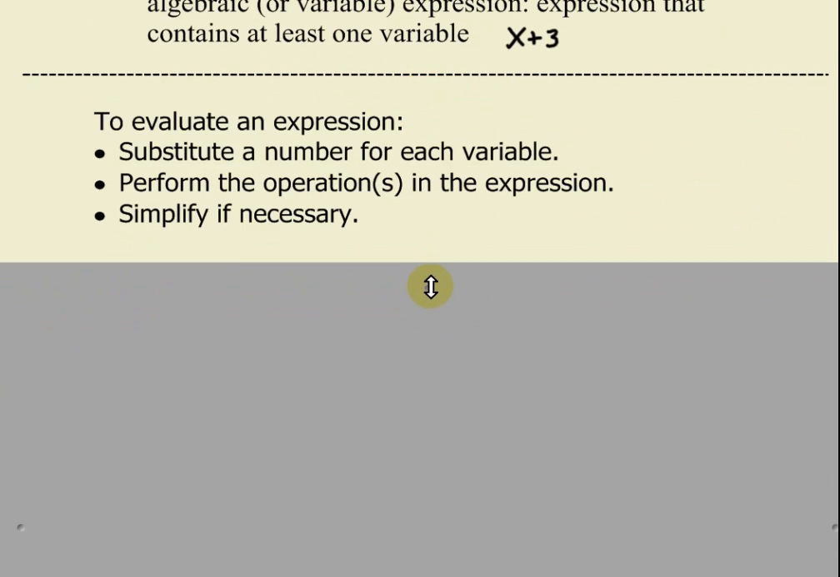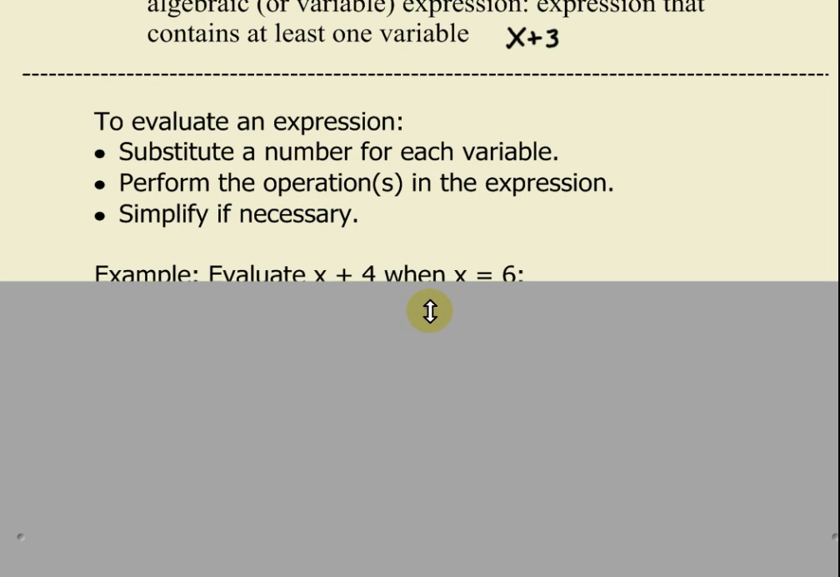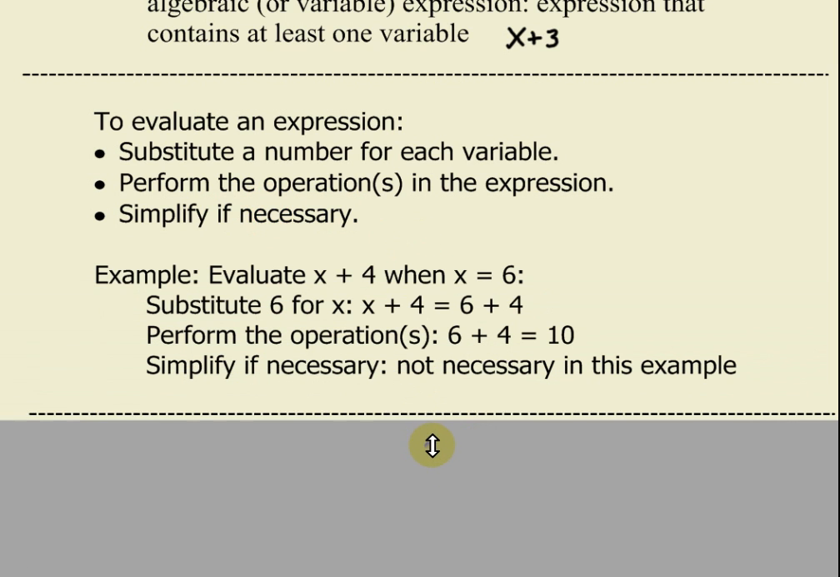Okay, now in order to evaluate an expression, first of all, if you have a variable, substitute a number for each variable. And typically, to begin with, you'll be told what number to substitute, and in some cases you'll need to try to solve for that number. Then perform the operation or operations in the expression, and then finally simplify if necessary, and very often this will occur with fractions, for example. So let's look at an example here.